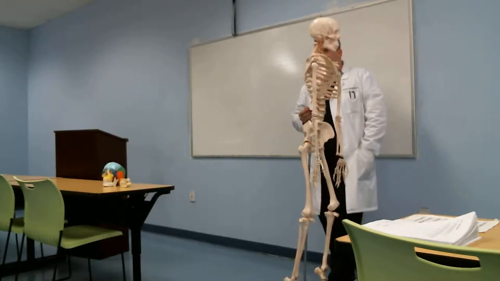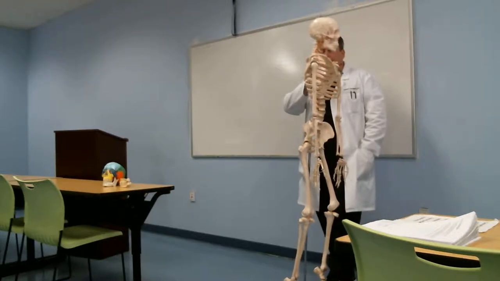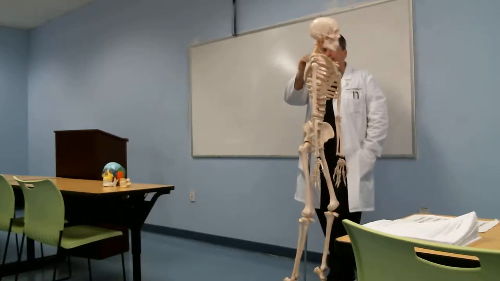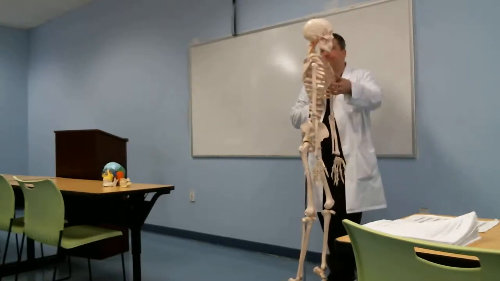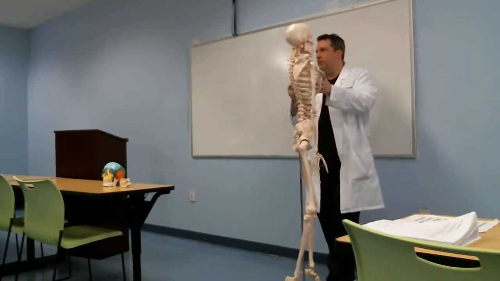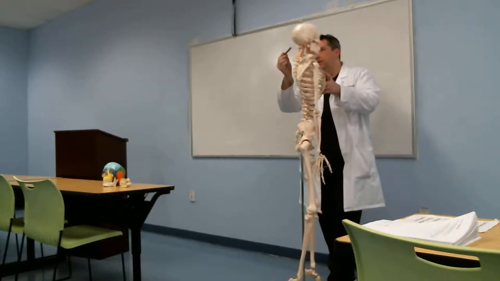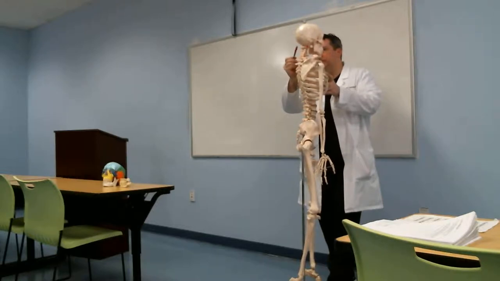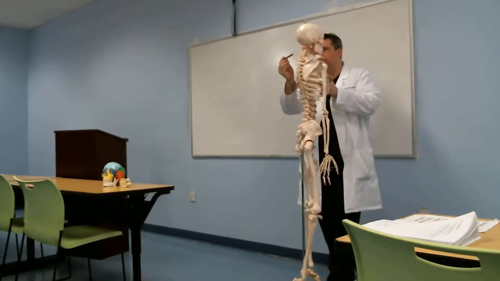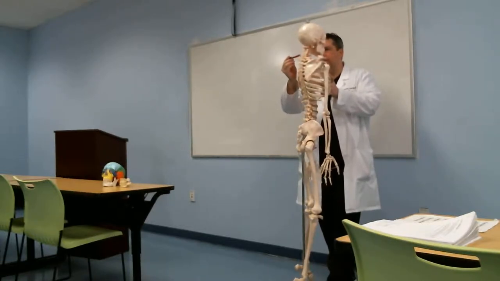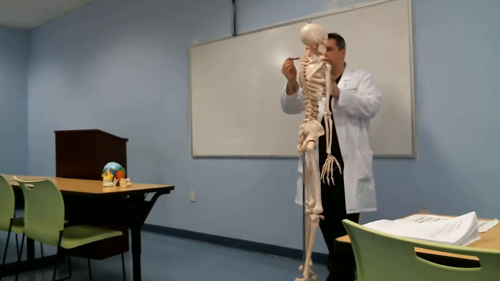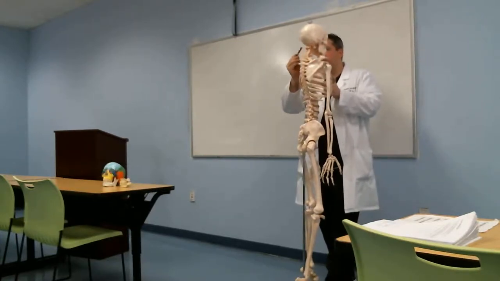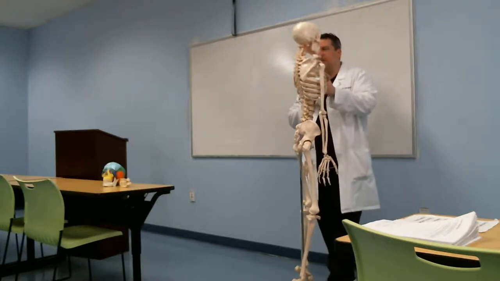I'll get to this later. Okay. The cervical region, right here, has seven cervical vertebrae. So all we do is we number them 1 through 7. So the first one is C1, cervical vertebra number 1, cervical vertebra number 2, cervical vertebra number 3, cervical vertebra number 4, cervical vertebra number 5, cervical vertebra number 6, cervical vertebra number 7. Or we just call them C1, C2, C3, C4, C5, C6, C7.